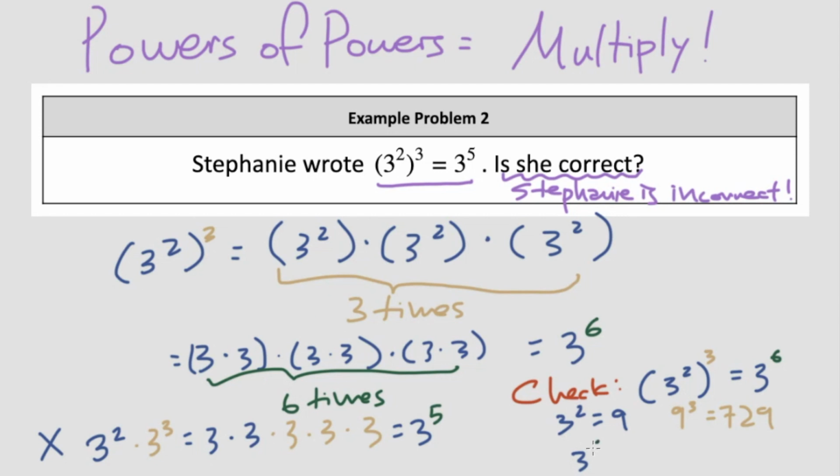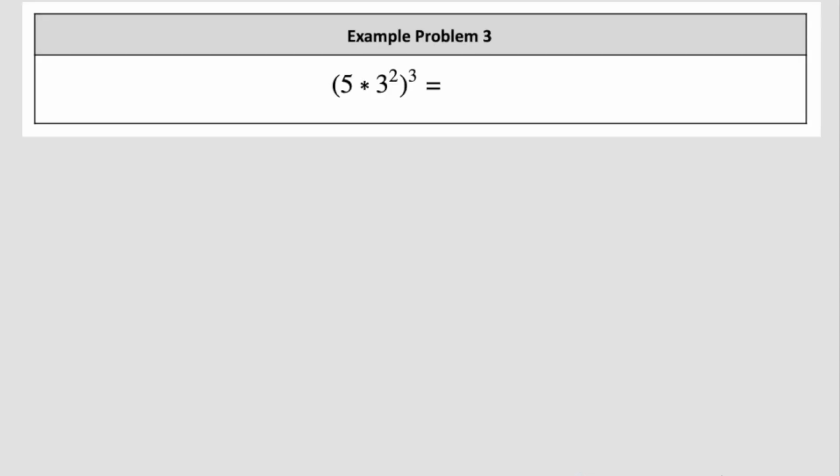And then finally, 3 to the power of 6 is the same, 729. So we're good. Let's look at one last example problem. So we have 5 times 3 to the power of 2, and the whole thing is to the power of 3. What does that mean?